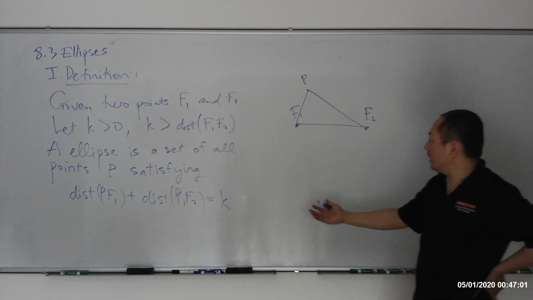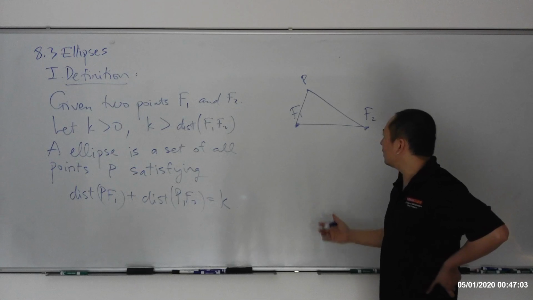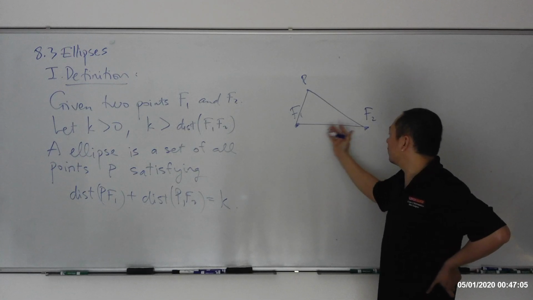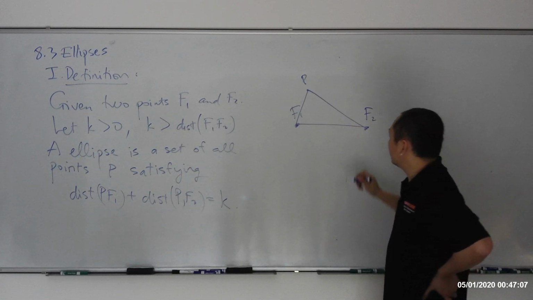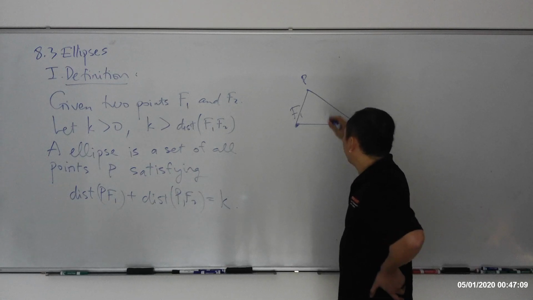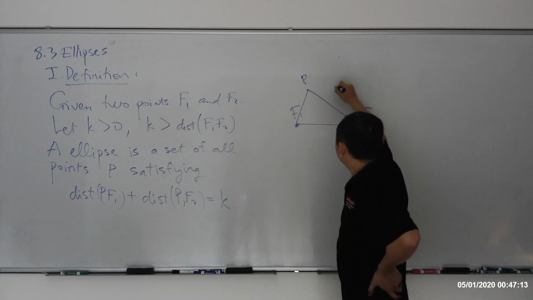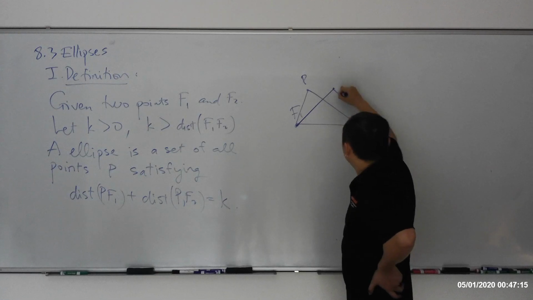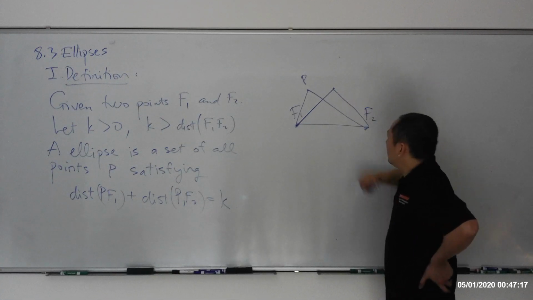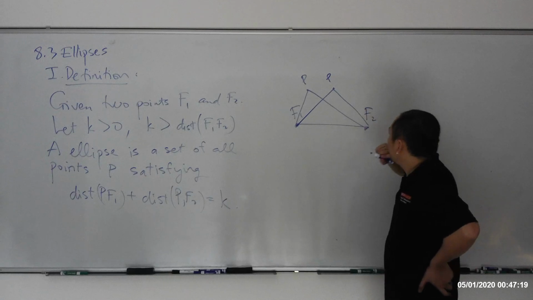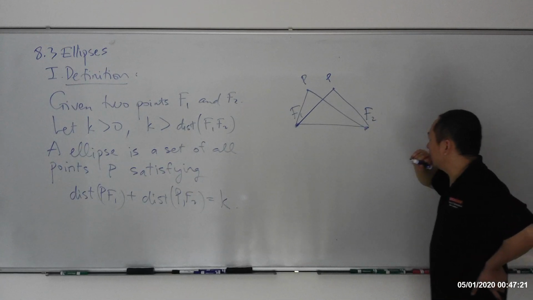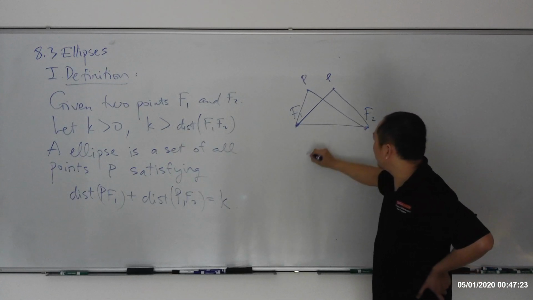Now you see why we need K to be longer than the distance from F1 to F2. If K is equal or smaller, then we don't have the point P, and we don't have the ellipse. And we have a lot of points P that satisfy the condition that the total of the two distances, P to F1 plus P to F2, equals K.